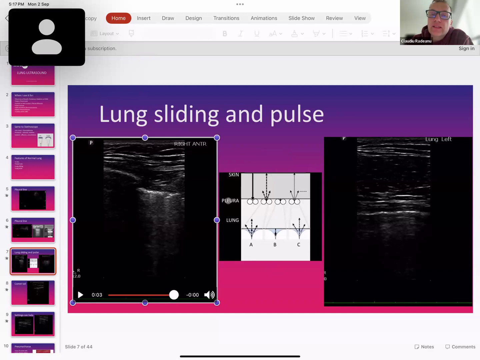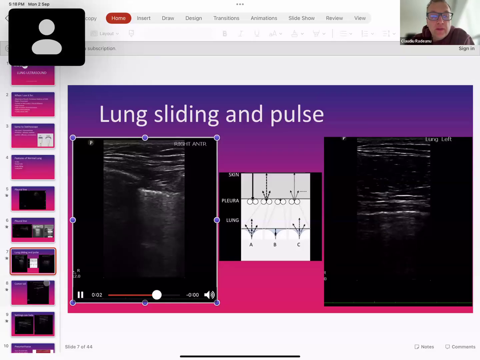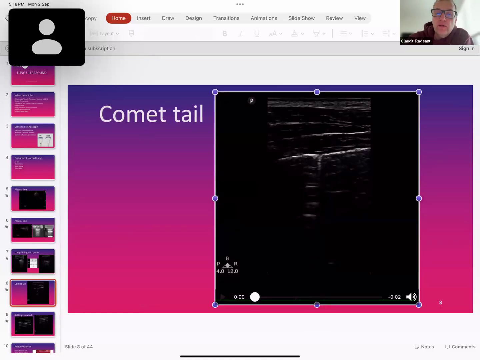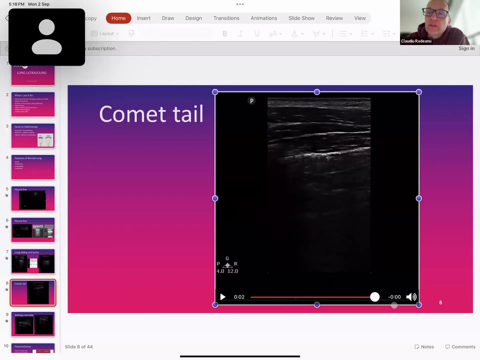Coming back, lung sliding: you're looking at the parietal thoracic pleura and visceral pleura, how they move on top of the other. And then you have the comet tails, which are artifacts from reflection of the alveoli. So we talked about the three aspects of a normal lung, and here is a little bit more of the comet tails. Because when you have different pathology, you'll notice the absence of them.